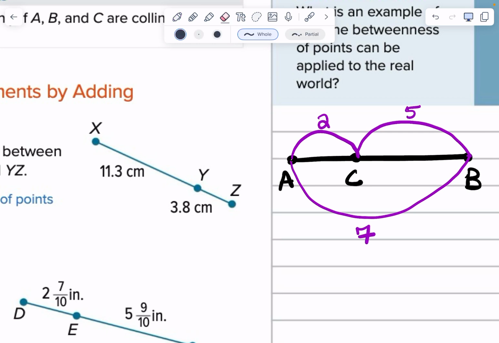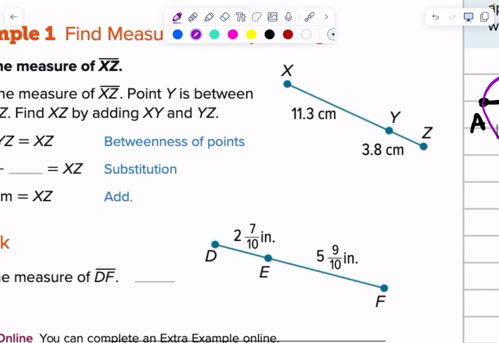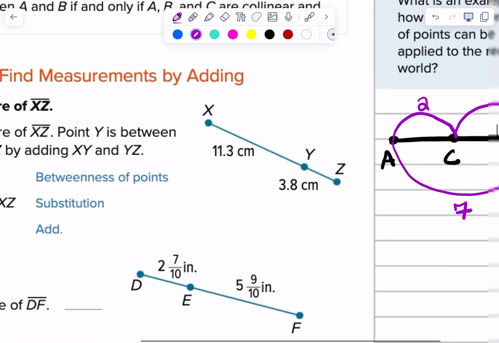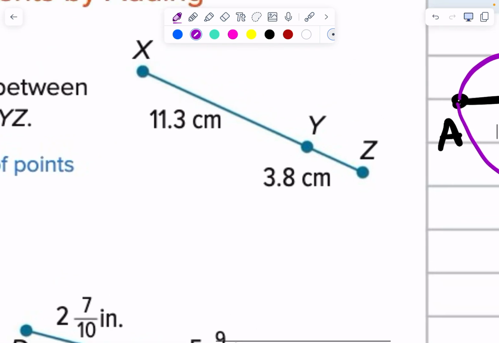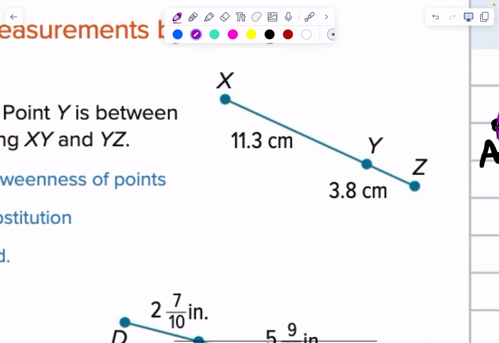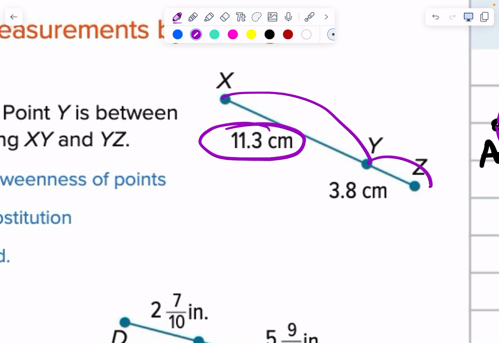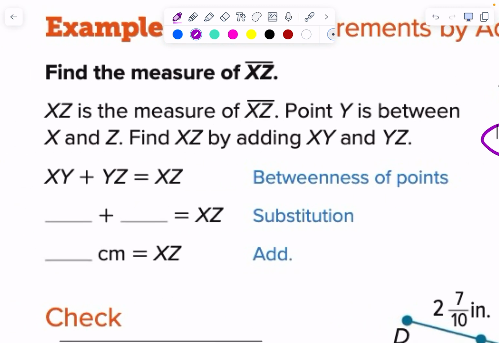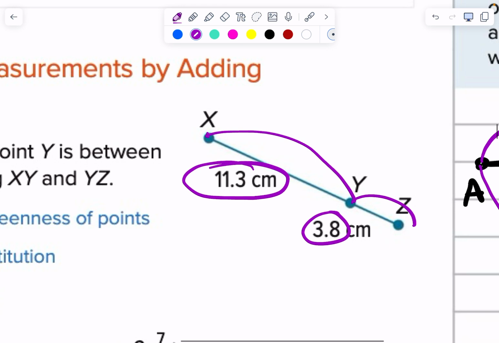Now what happens if they tell you that the whole thing is 7 and that part is 2 and we don't know what this is? Can you subtract? That is literally the first problem. So over here, example 1. XY is 11.3, YZ is 3.8. They are asking what is the measure of XZ, which is the whole thing, right?